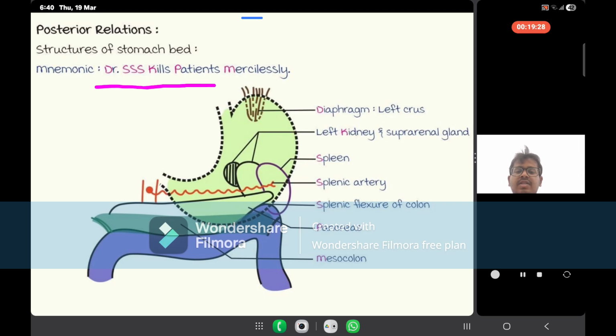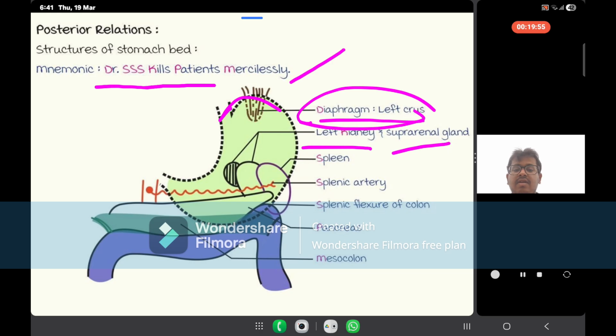Doctor assesses kills patient mercilessly. First of all, we have the diaphragm. We already saw that there are two crura in the diaphragm, the right crus and the left crus. The left crus of the diaphragm lies on the fundus region of the stomach. Then this is the left kidney and this is the suprarenal gland. This is obviously the stomach, and the spleen.